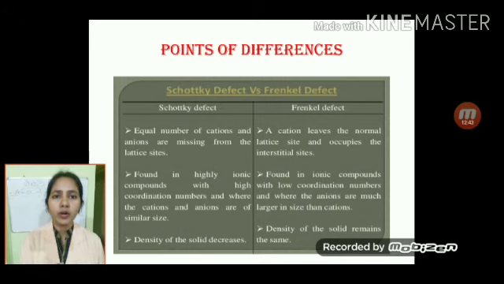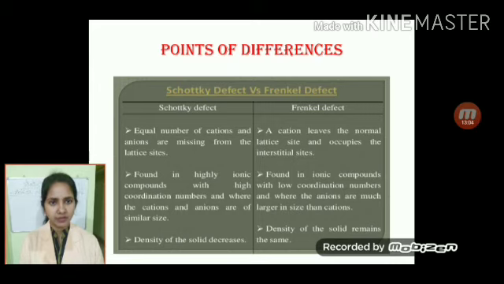Now the most important difference is that in case of Schottky defect, the density of the solid decreases. Whereas in case of Frenkel defect, the density of the solid remains the same. Okay, it is because the cation is not missing, but it has just left its space and occupied some other space. It has just dislocated there. So it is not missing but dislocated, and that is the reason why the density here remains the same.